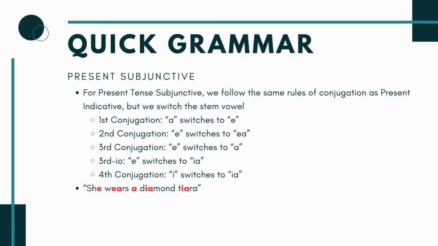Okay, so let's start with present subjunctive. Okay. For the present subjunctive, you do the same thing as you would for present indicative, but you're switching around the stem vowel.